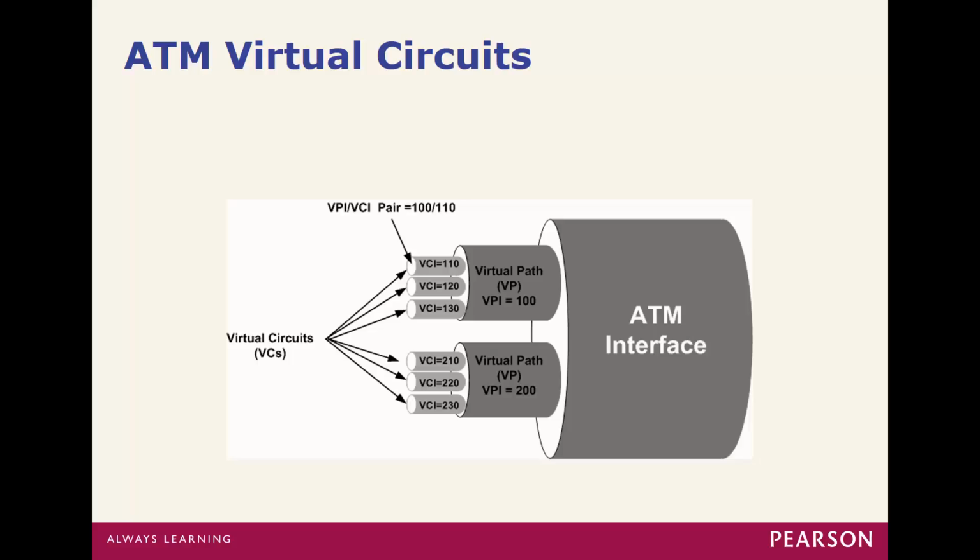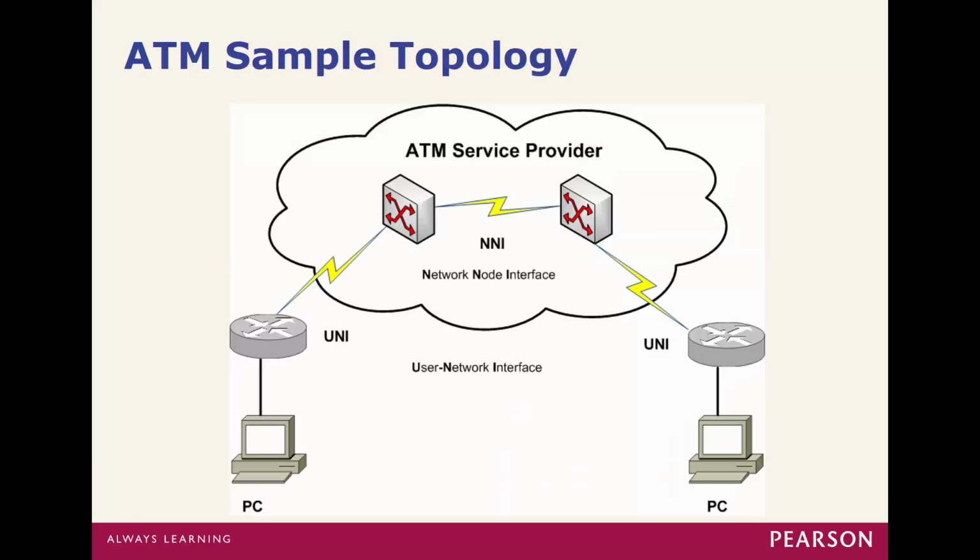An ATM virtual circuit would have multiple virtual paths, and that would be a virtual channel identifier, or VCI, that would actually have matching pairs. That way these would all be virtual circuits set into virtual paths that could then share an ATM interface. Here's an example. ATM would allow us to funnel communication points between our 2 separate networks.